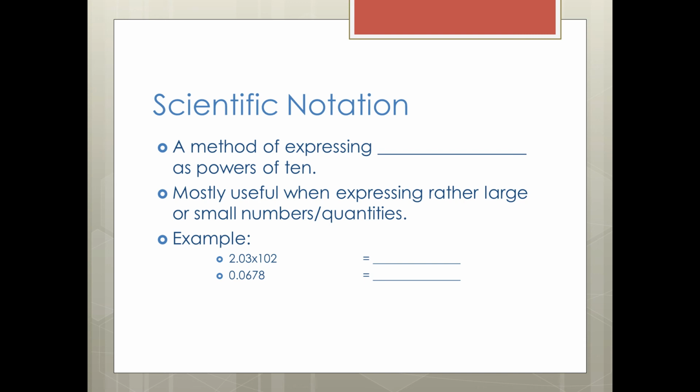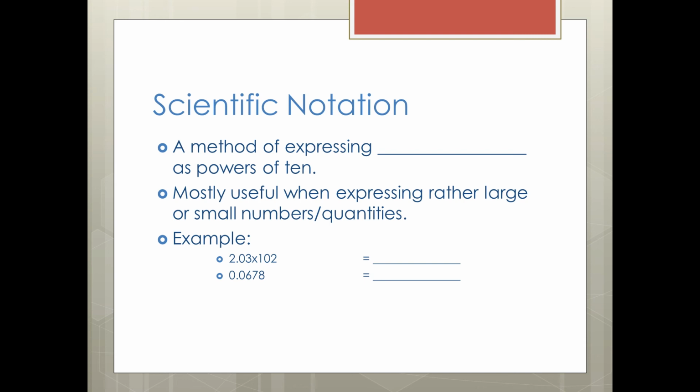Now, this first part here, 2.03, originally looks smaller than what our real number is. If that's the case, your exponent will always be positive. Because you're trying to make this number, by multiplying it by this, become really big.